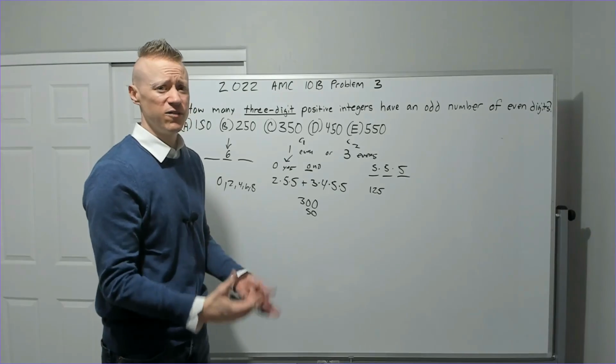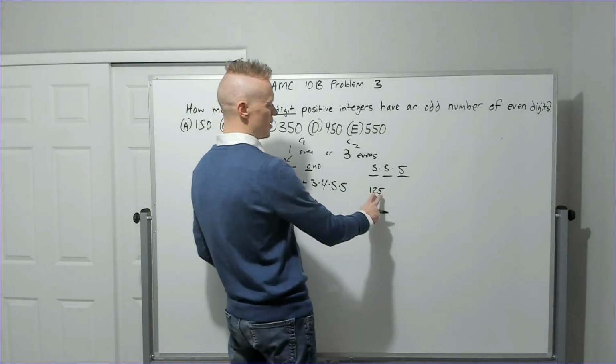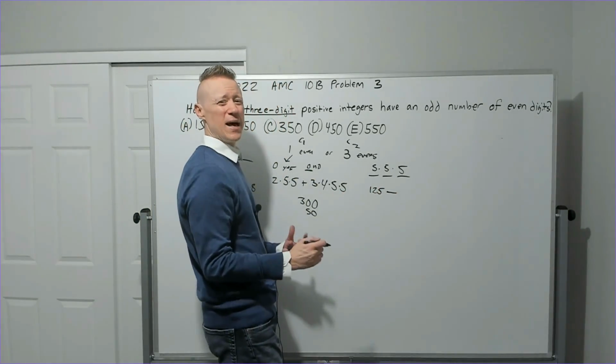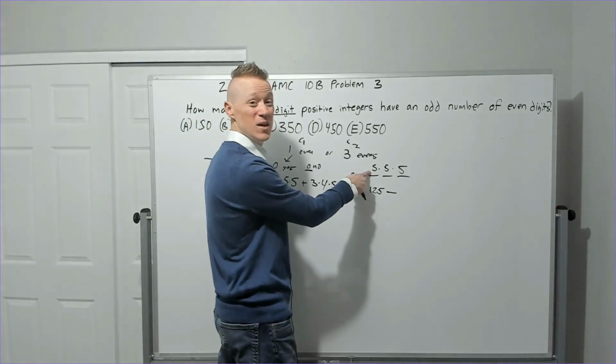We are using the fundamental counting principle. So then from here, I want to subtract all the ones that are bad. What would make it bad? If 0 was in front.